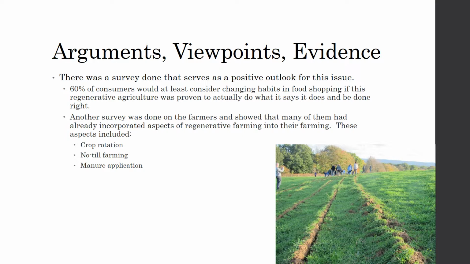Another survey was done on farmers actually, and showed that many of them had already incorporated aspects of regenerative farming into their farming, and these aspects had included crop rotation, no-till farming, and manure application. So although they might not yet be considered regenerative agriculture, they are still incorporating it and working towards overall having that system one day in place.